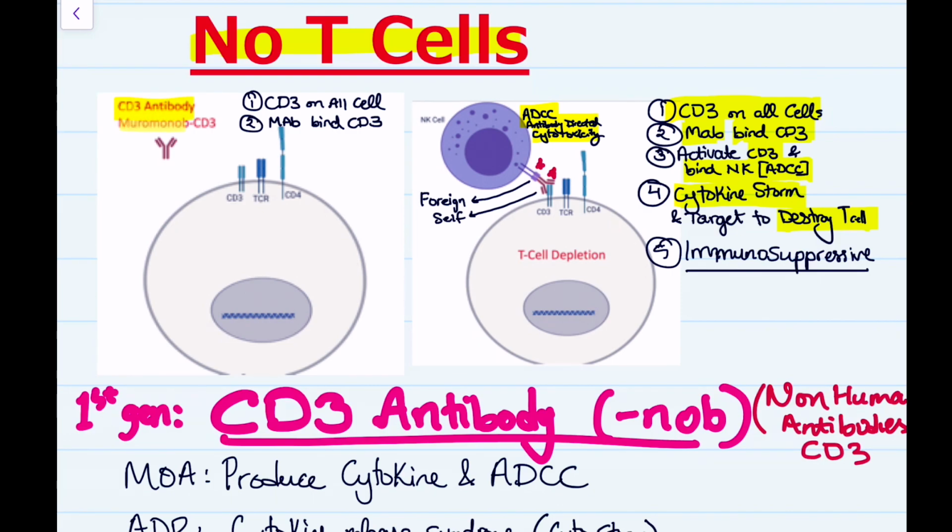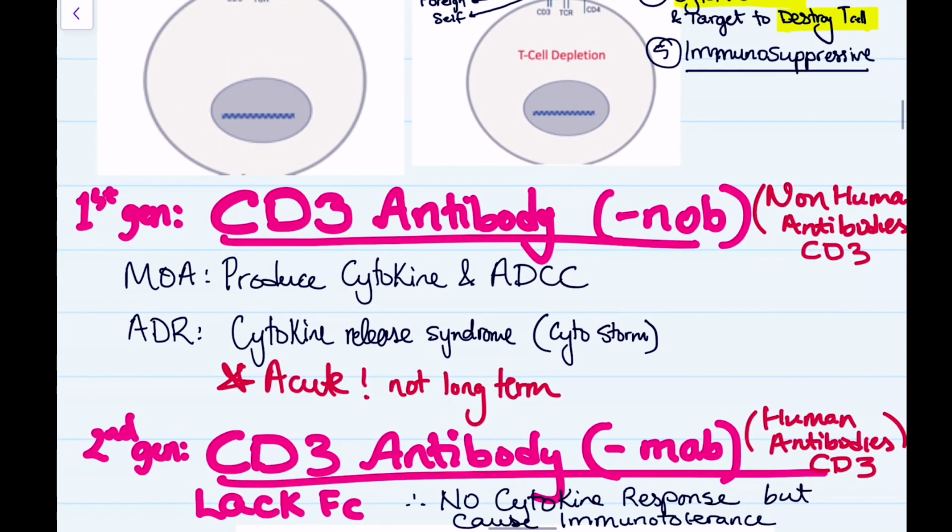this antibody, CD3 antibody. The NOB stands for its non-humanized antibody. So what's happening here is that this side is non-humanized, but the red side is humanized. So the body is able to attach to the CD3 on one side, but on the other side, which is foreign, the body does not recognize it, and then it will go and attack it, and that will basically kill the T cell. And this is in layman's terms.